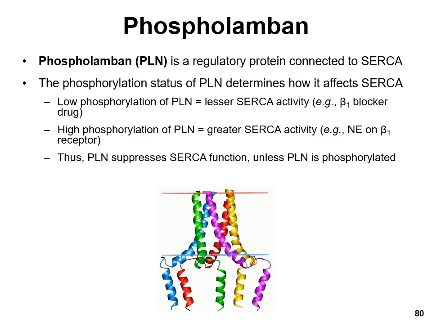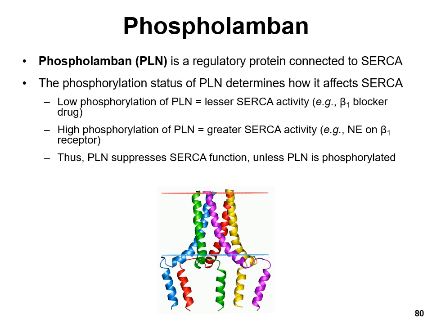There's a regulatory protein called phospholamban that is directly attached to the SERCA pump. The phosphorylation status of phospholamban determines how it affects SERCA. So if phospholamban has very little phosphorylation, that equals lesser SERCA activity. So another way of looking at that is, I look at phospholamban as a regulator or governor of SERCA. So when phospholamban is active or not phosphorylated, it suppresses SERCA, and that slows down the relaxation phase. So what you'll see is it actually takes longer for the heart to relax.